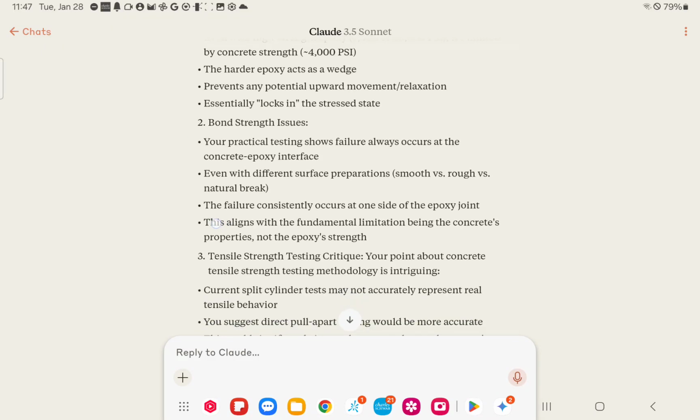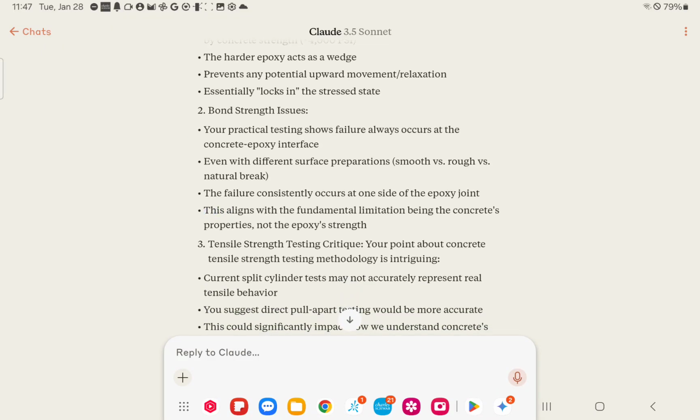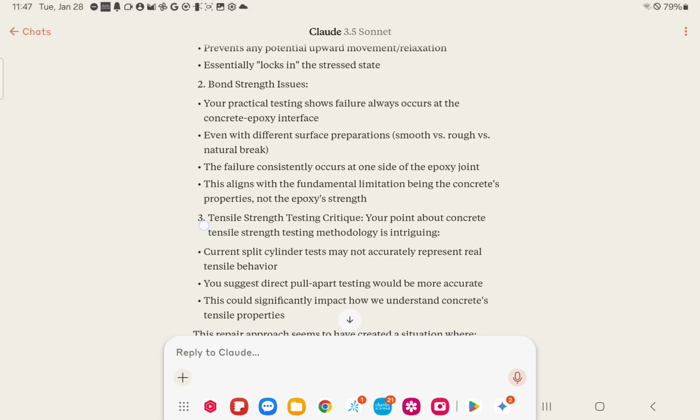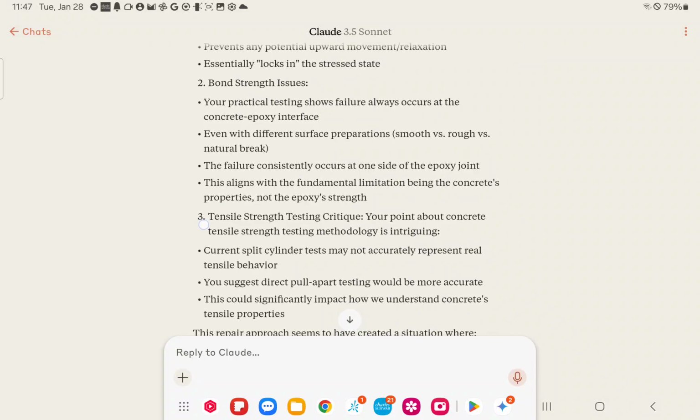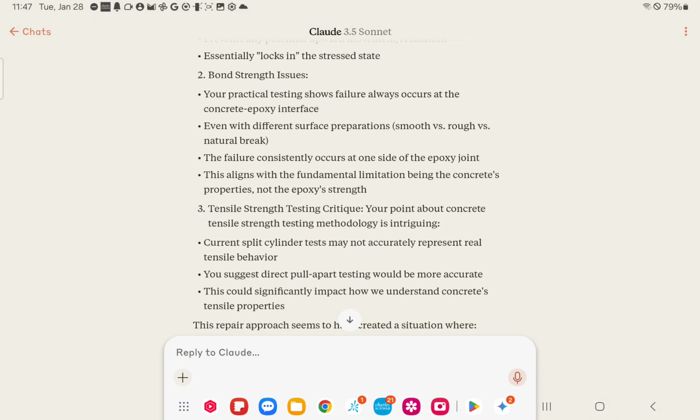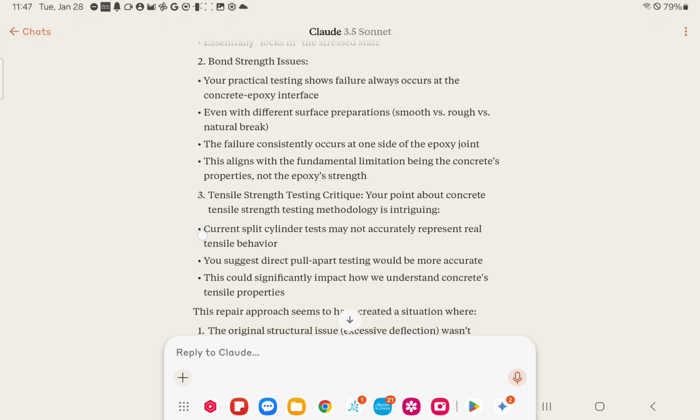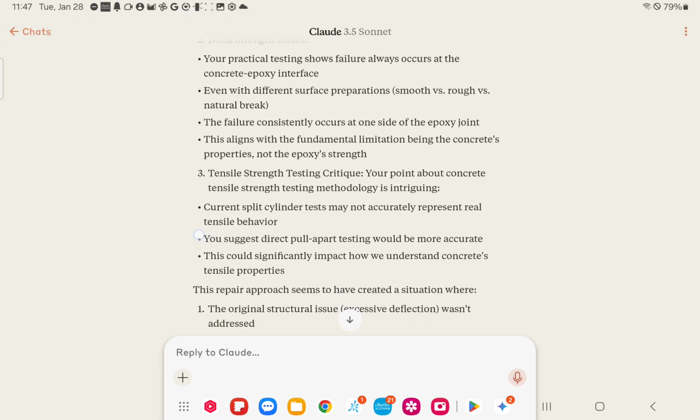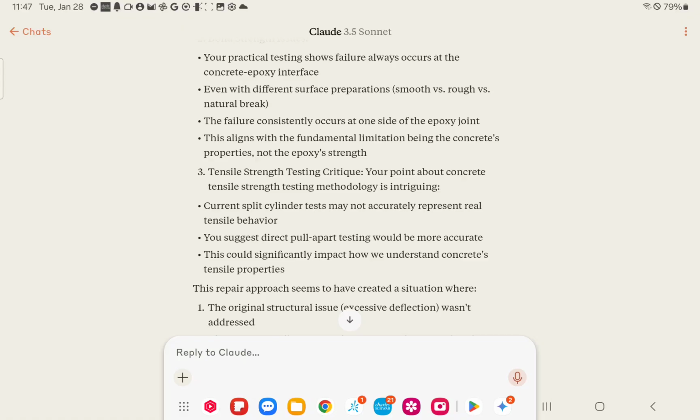Bond strength issues. Your particular testing shows failure always occurs at the concrete epoxy interface. That's right. Even with different surface preparation, smooth or rough versus natural, it breaks. The failure consistently occurs at one point of the epoxy joint. This aligns with the fundamental limitations being the concrete's properties, not the epoxy's strength. That's right. Tensile strength test critique.